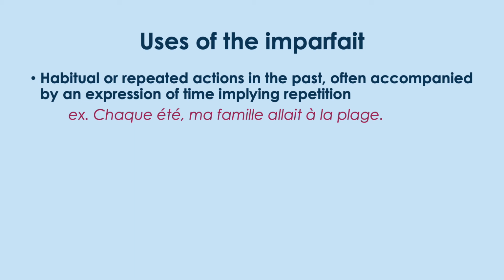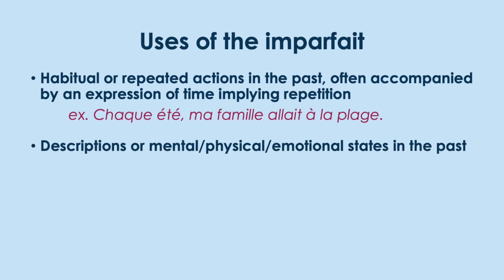All right. A second example of the use of the imparfait is for a description or a mental, physical, or emotional state in the past. So a description might be the description of a scene. Il faisait beau. It was beautiful weather. And then we've got mais j'étais triste, but I was sad. So I was sad is an emotional state in the past. Il faisait beau, mais j'étais triste. It was lovely weather, but I was sad. So a description and an emotional state in the past.